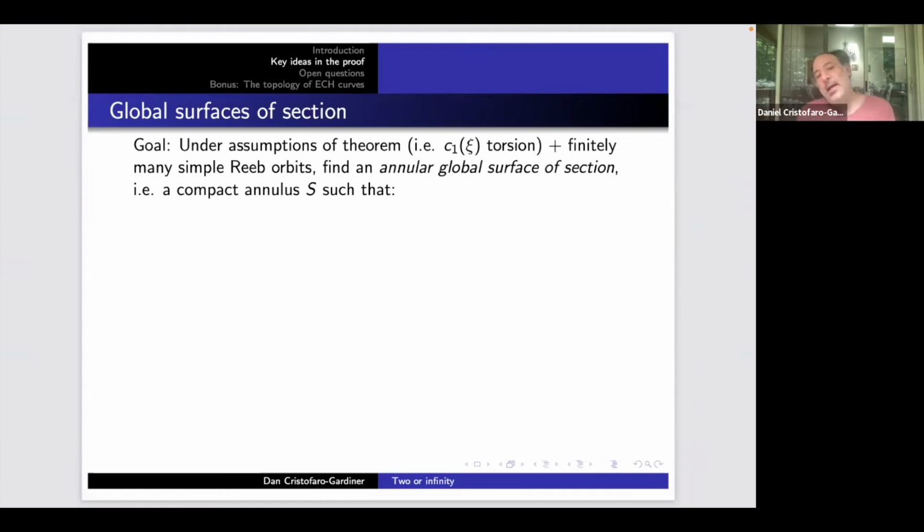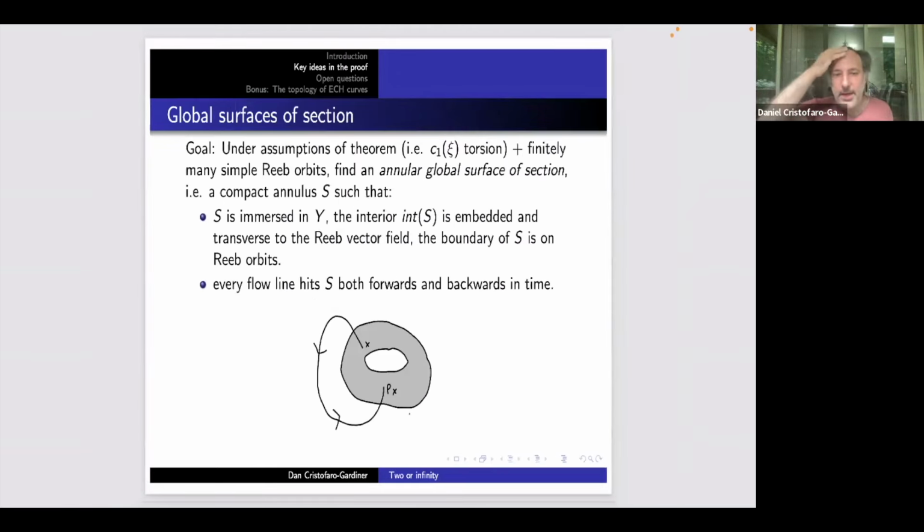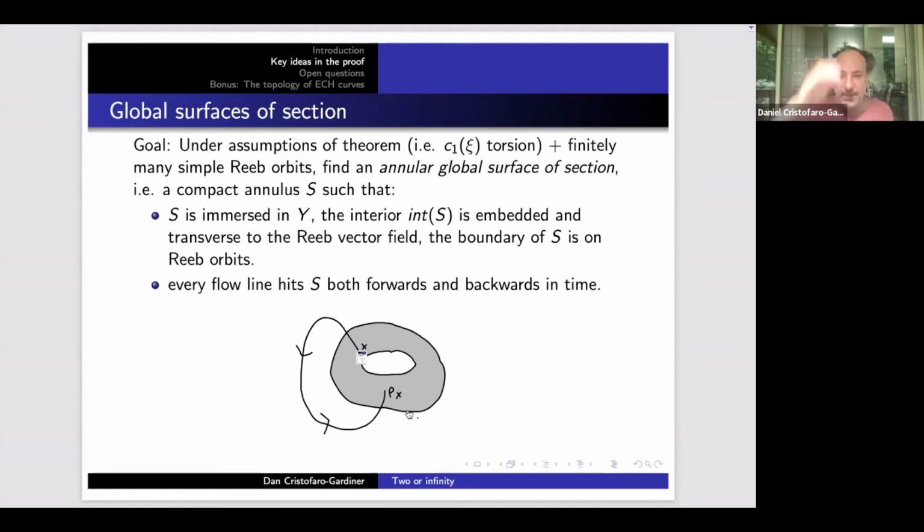Again, I assume the audience breaks up into some specialists and non-specialists. So here I'm just going to talk about an annular global surface of section. So maybe it's best just to show a picture. I feel like you learn a lot just by looking at a picture. So I'm looking for a compact annulus S. Okay, this is going to be, like I said, an annular global surface of section. You could look for more general ones, but not what we want to do.